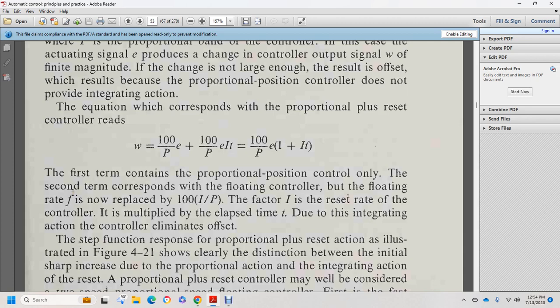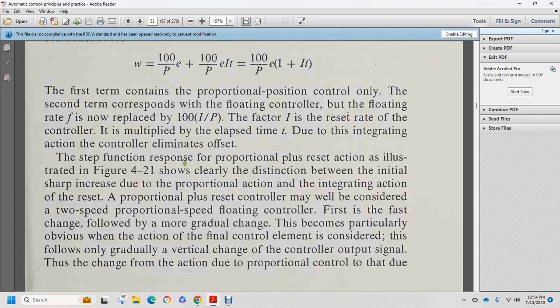The first term corresponds to the proportional position control, and the second term corresponds to the floating control. The floating rate is now multiplied by 100 times the factor, reset rate of the controller, times the proportional band, multiplied by the elapsed time. Due to the integration, the action of the control eliminates offset.